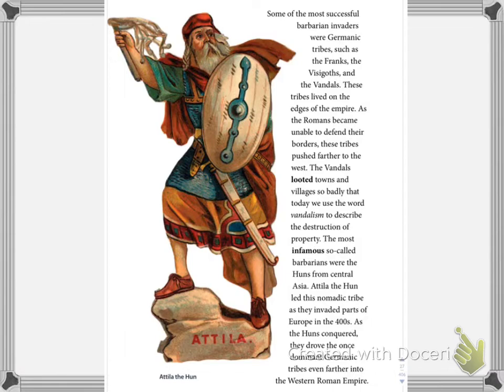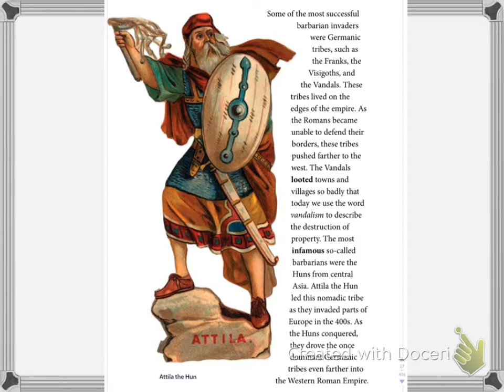The author uses the phrase so-called barbarians here because that word barbarian might not have been the most suitable name, it is what the Romans called them. So, the most infamous so-called barbarians were the Huns from Central Asia. Attila the Hun led this nomadic tribe as they invaded parts of Europe in the 400s. As the Huns conquered, they drove the once dominant Germanic tribes even farther into the Western Roman Empire.